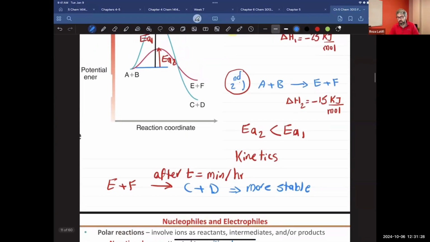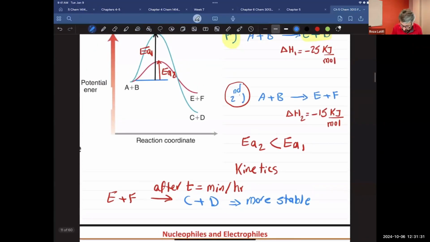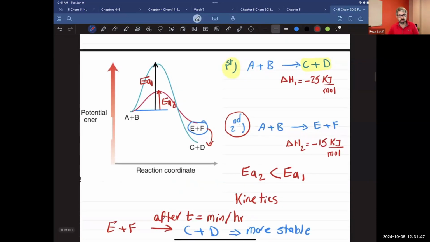But the first product that you will get here will be E and F. And after some time, E and F will turn to C and D. It might take a long time to get C and D, but the first product you will get will be E and F. And this is the difference between thermodynamic and kinetics.